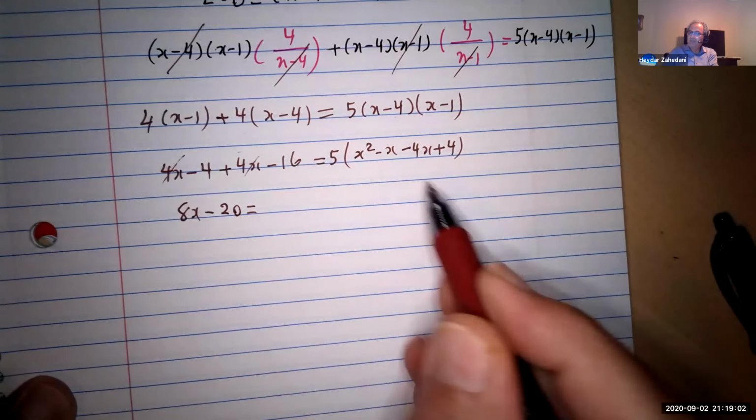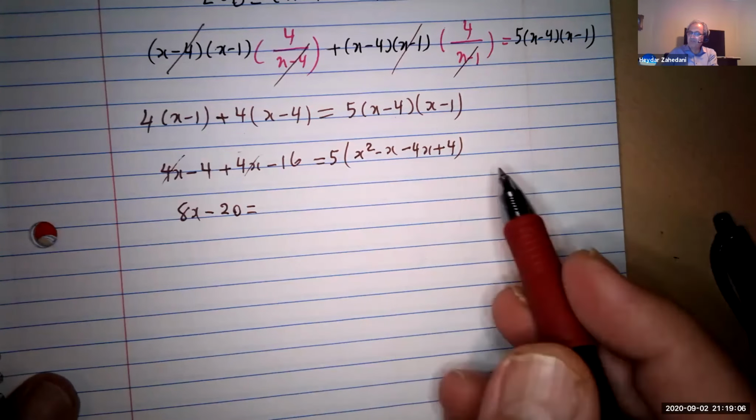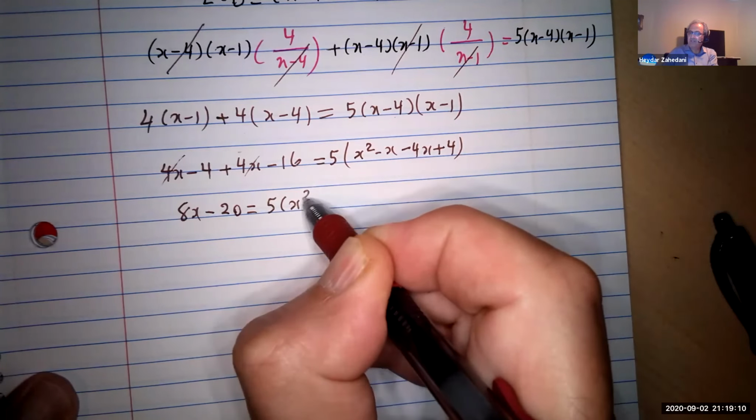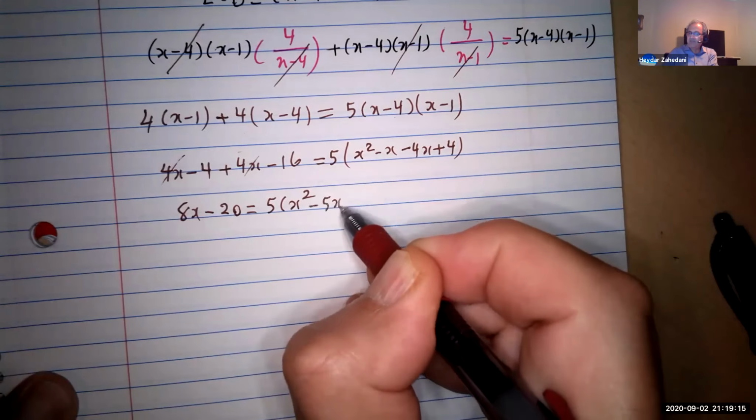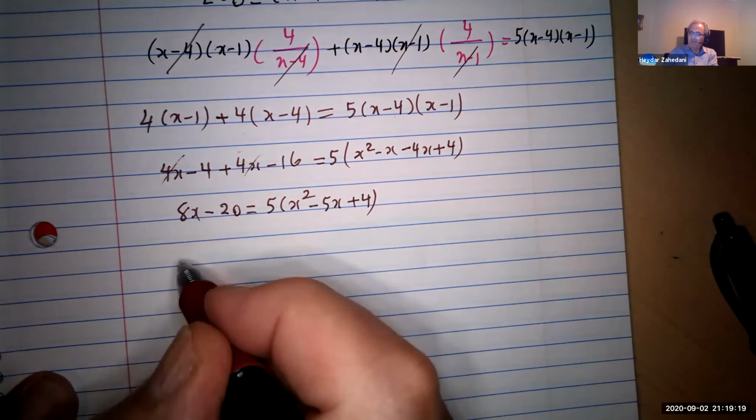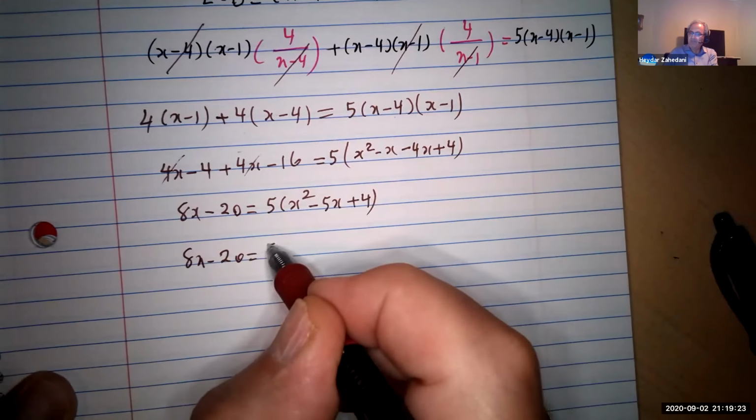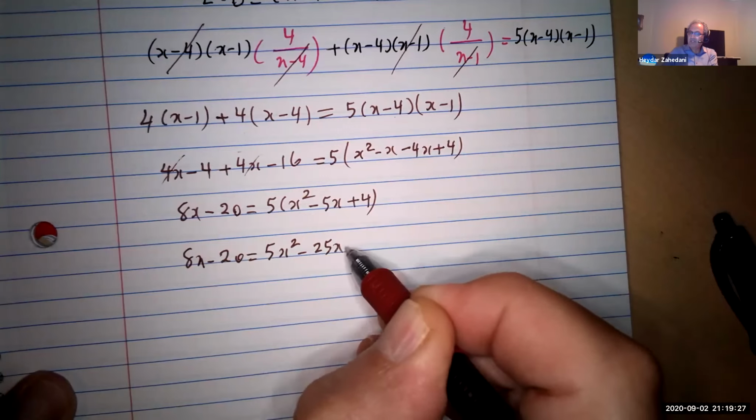Equal to, you know, we can multiply, simplify, or just simplify it first. So it's going to be 5 times x squared. You combine the like terms. It's negative 5x plus 4. Then you have to multiply again. So that gives you what? 5x squared minus 25x plus 20.